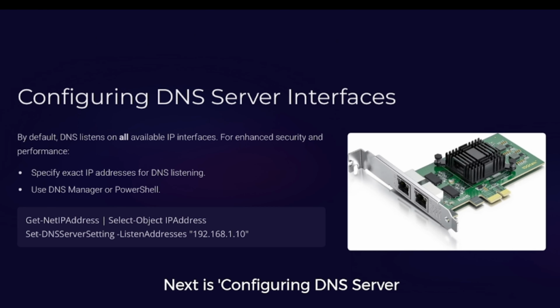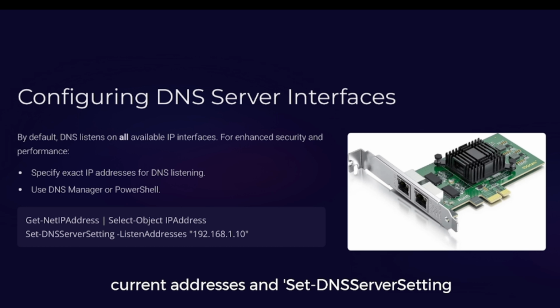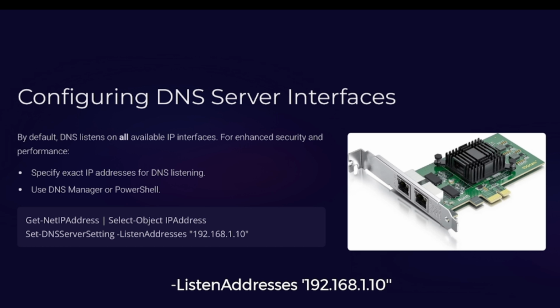Next is configuring DNS server interfaces. By default, DNS listens on all available IP interfaces. For enhanced security and performance, specify exact IP addresses for DNS listening. You can use either the DNS Manager or PowerShell using commands like Get-NetIPAddress | Select-Object IPAddress to view current addresses, and Set-DnsServerSetting -ListenAddresses 192.168.1.10 to set the listening address.